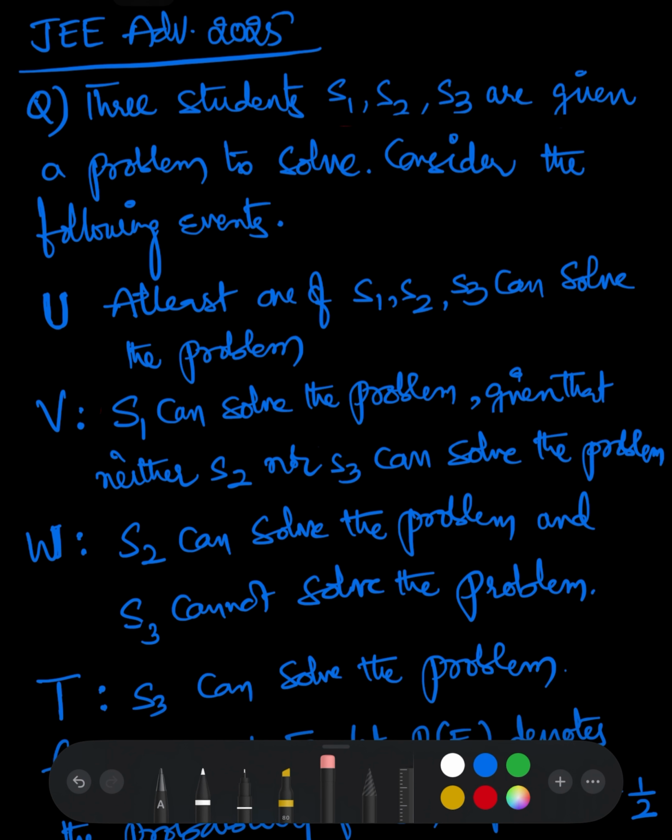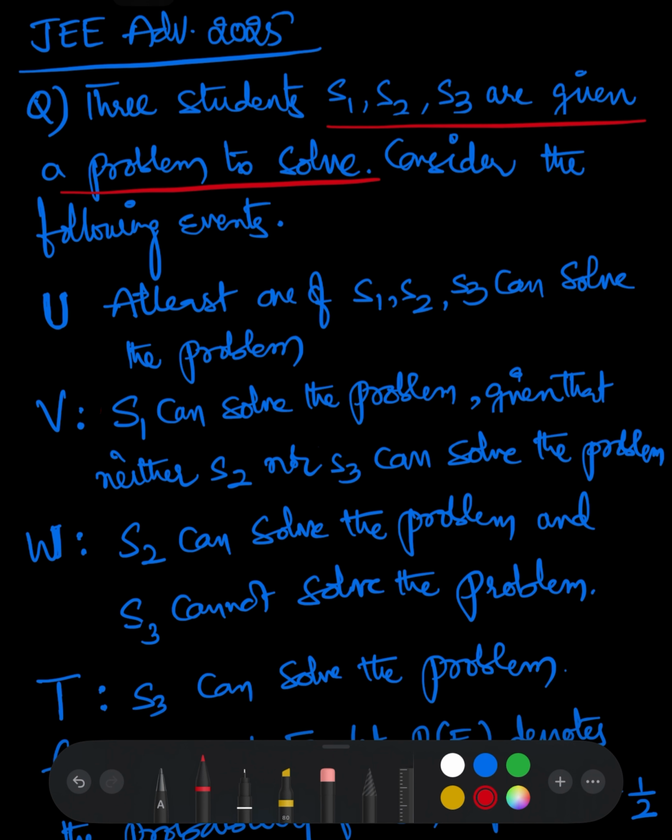Three students S1, S2, S3 are given a problem to solve. And here the very important thing in this question is that the students are solving independently. So clearly S1, S2, S3 are solving the question independently. Independent events. Now consider the following events.